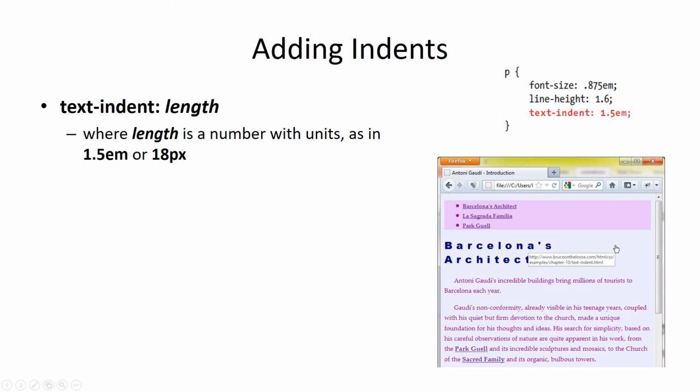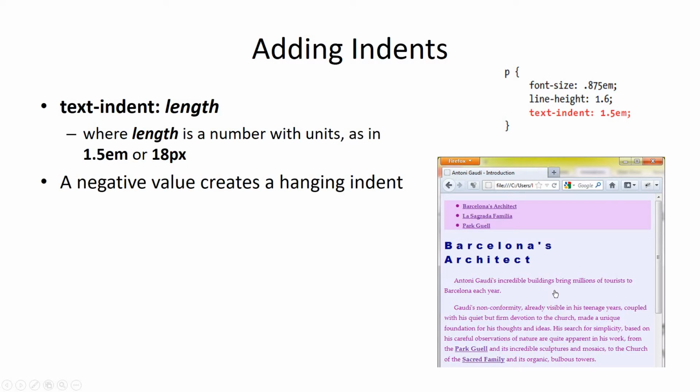Here is the example when this particular formatting is applied. You can see for each of these paragraphs, the first line has some space before the text. And just as before, you can use a negative value to create a hanging indent. That basically means instead of having space before the text, the text will actually move further to the left.